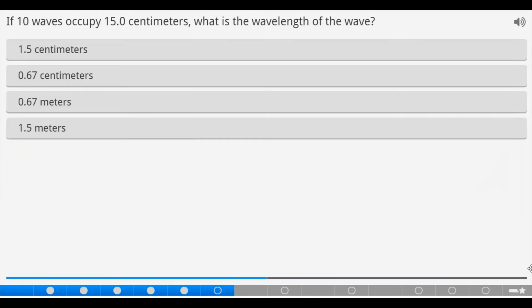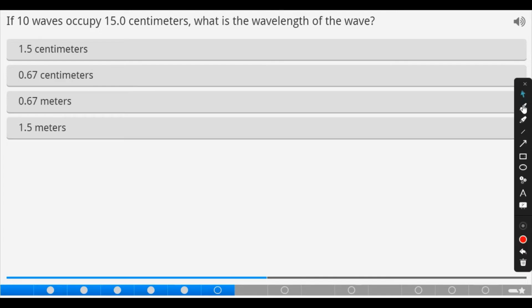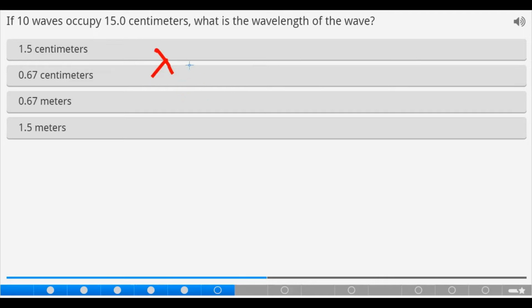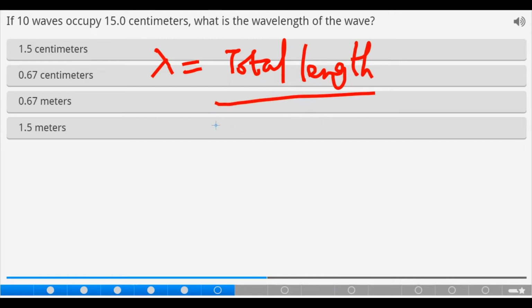Now, let's look at this question closely together. This question deals with the wavelength associated with a wave. Ten waves occupy 15 centimeters. What is the wavelength of the wave? The wavelength of any wave is represented with lambda, like this. So lambda, the wavelength of any wave, is the total length all divided by the number of waves.